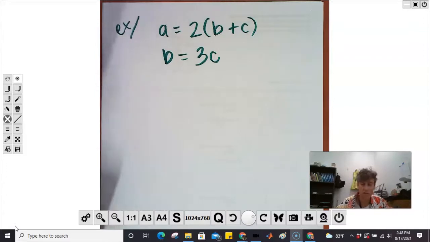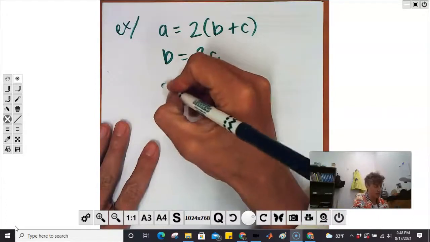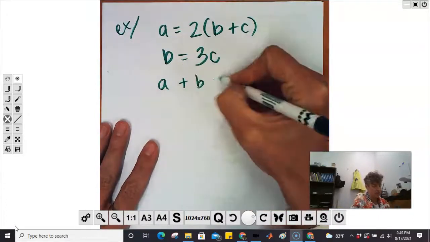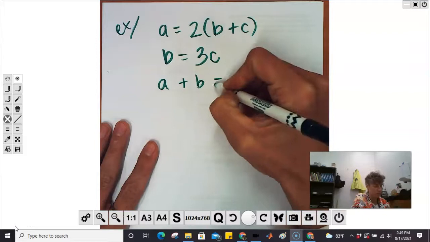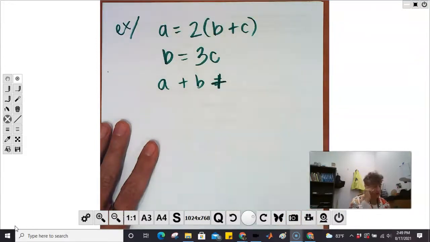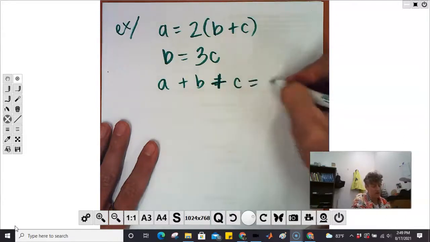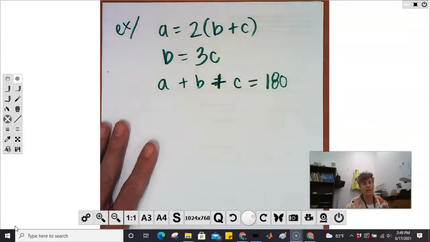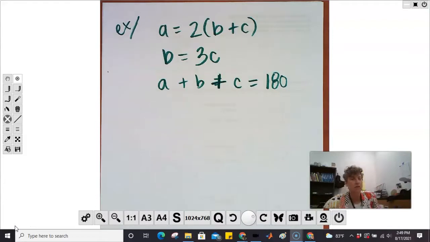What else do we know about the measures of angles and triangles? They all add up to how much? 180! The measure of angle A plus the measure of angle B plus the measure of angle C is equal to 180 degrees. All right, cool.